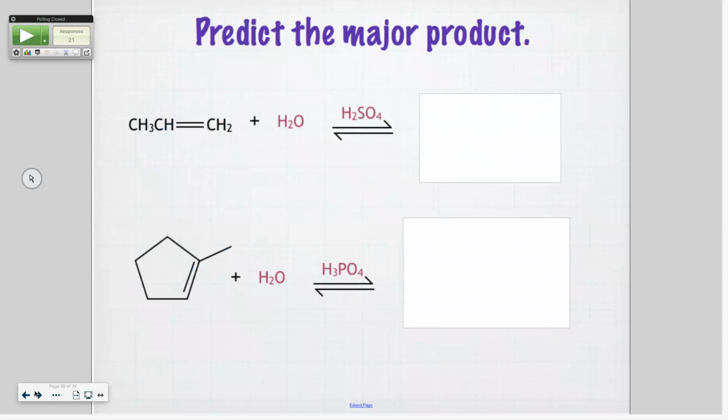Okay, so first thing I want you to do, we're going to do the mechanism, but first you're going to predict the major product. So the top one, we got water and H2SO4. What am I going to get? Who gets the hydrogen? The one on the right. And the other one gets the OH. So we make isopropyl alcohol. Little rubbing alcohol. Okay, how about the bottom one?